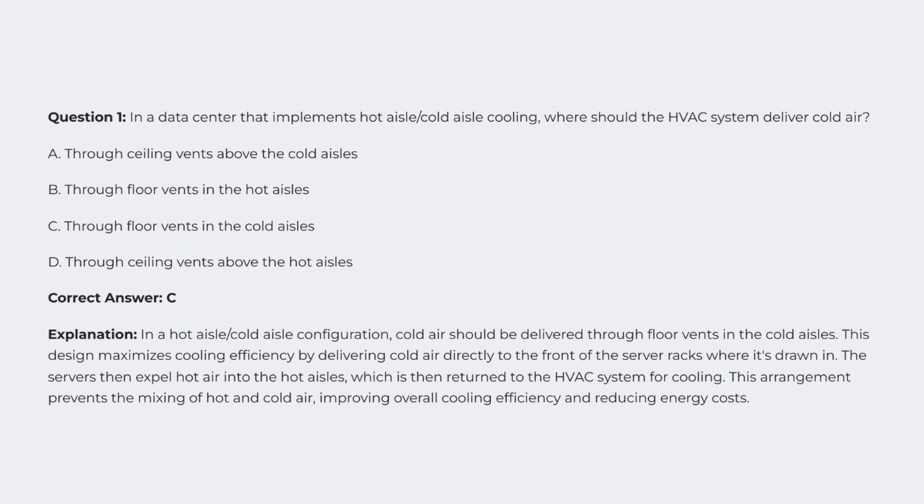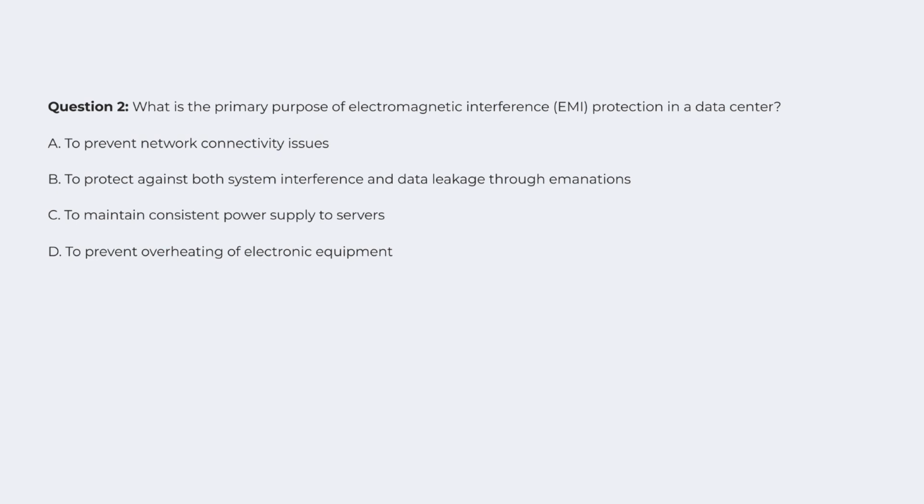energy costs. Question 2. What is the primary purpose of electromagnetic interference, EMI, protection in a data center? A. To prevent network connectivity issues. B. To protect against both system interference and data leakage through emanations. C. To maintain consistent power supply to servers. D. To prevent overheating of electronic equipment.